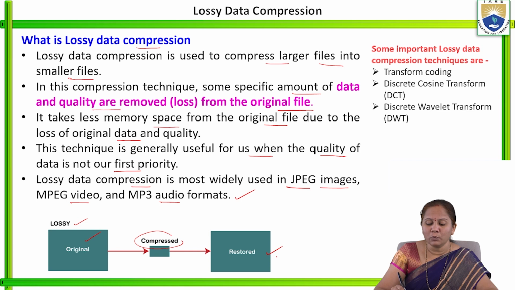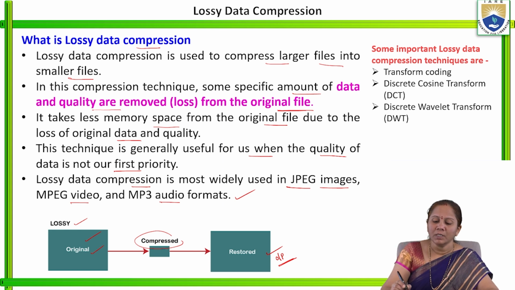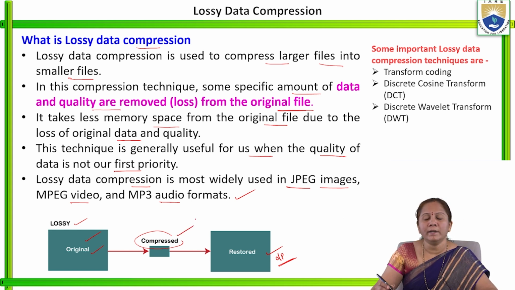So here the output image we are getting may not be the same as the original image, because we will have some loss of information regarding quality or content. Now, these lossy data compression techniques use some algorithms in order to perform compression.